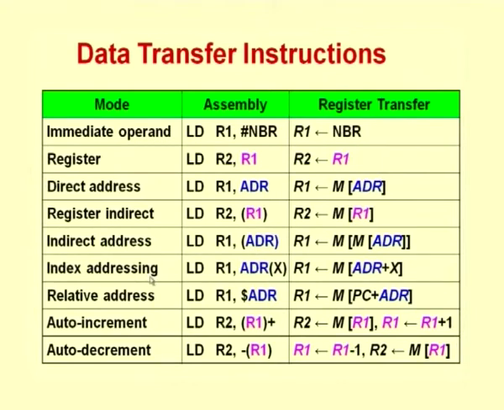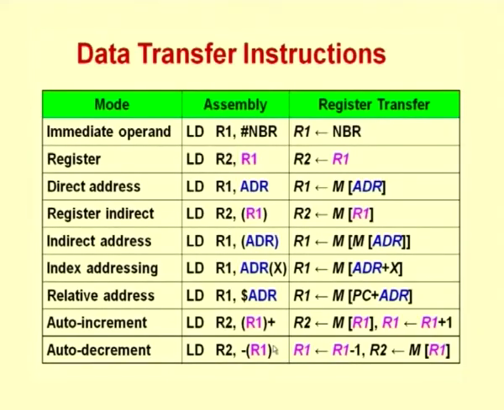This is the indexed addressing mode, specified as ADR bracket X. What we do here is the memory contents at address plus the value X is what is stored in the register R1. Relative address: here I am using the implicit mode of specifying relative address, load R1 comma $ADR. This means that it will automatically be added to the PC. So, R1 contents will now become the value obtained by accessing the location PC plus ADR.